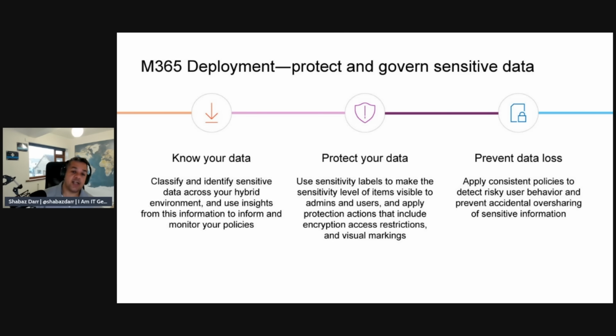So making sure you can classify identifiable sensitive information across your hybrid environment. You can use things like sensitivity labels to make the sensitivity label of items visible to admins and users, and apply those to protect your data, and then apply consistent policies as well to detect risky user behavior. So very powerful tool, and again we can probably take a look at Purview a bit more as we go along in this series.